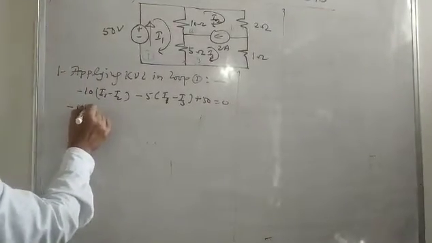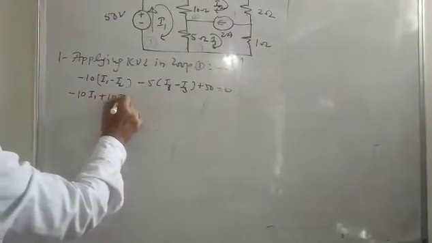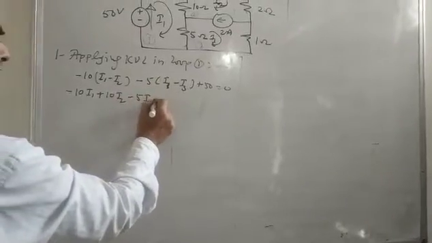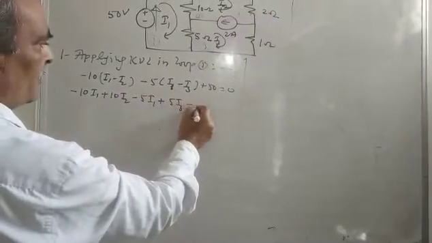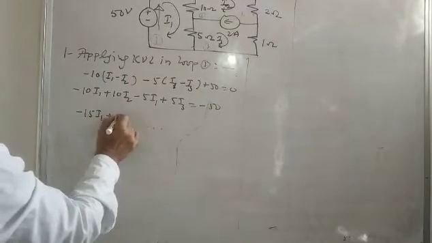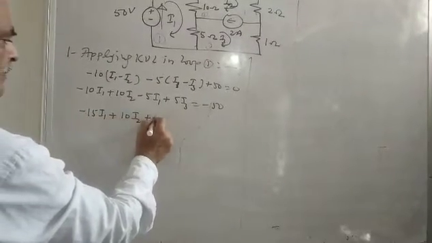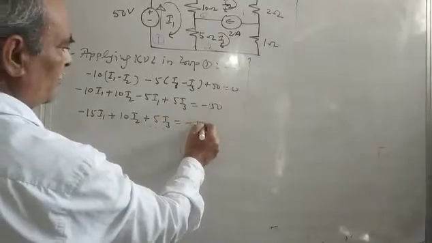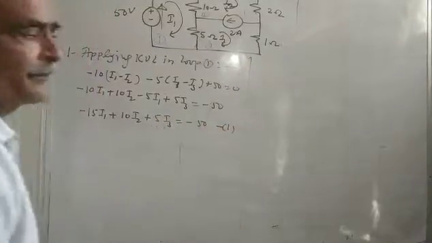So minus 10 I1 plus 10 I2 minus 5 I1 plus 5 I3 minus 50. So minus 15 I1 plus 10 I2 plus 5 I3 equal to minus 50, equation number 1.